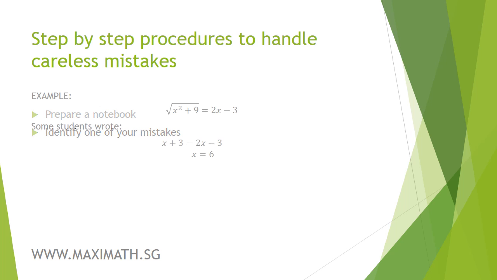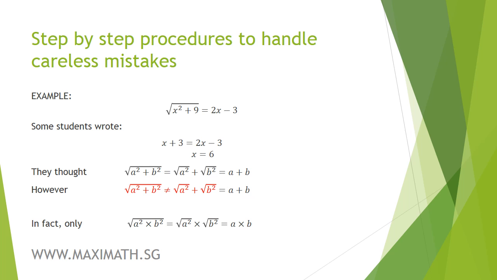Here I'm going to give you an example. In this equation, square root of x squared plus 9 equals 2x minus 3. When students see this, they straight away take the square root for x squared and 9 respectively. So they wrote x plus 3 equals 2x minus 3. Then they get x equals 6. They subconsciously feel that the square root of x squared plus 9 can be split into x plus 3. However, this is not correct. You cannot split a square root if there is a plus or minus inside.